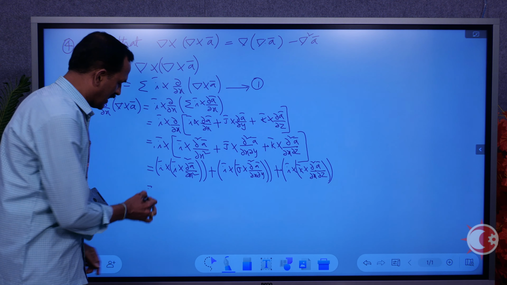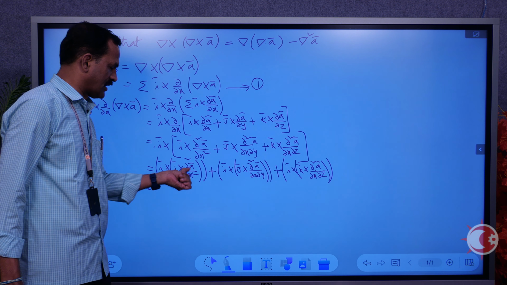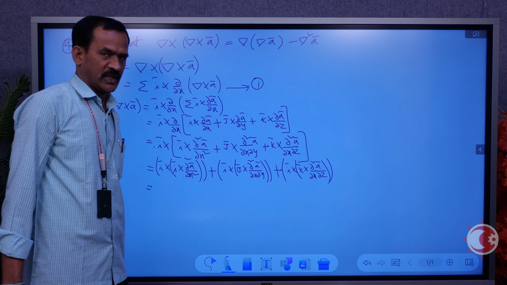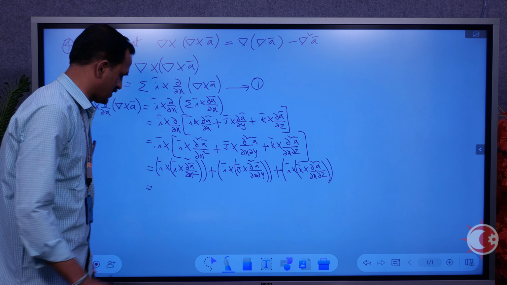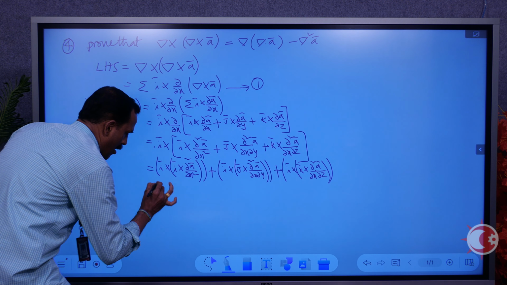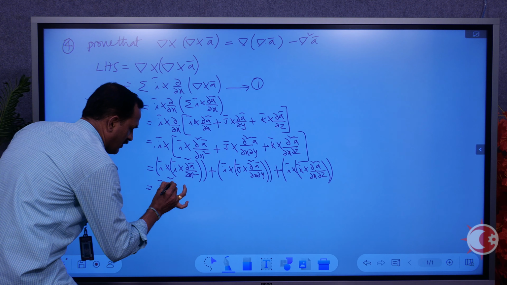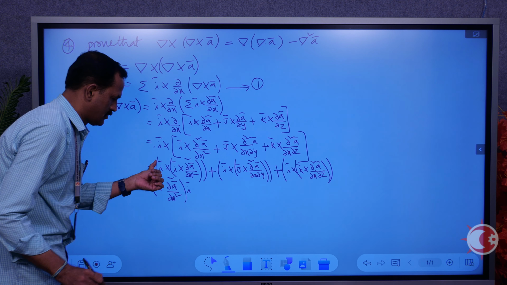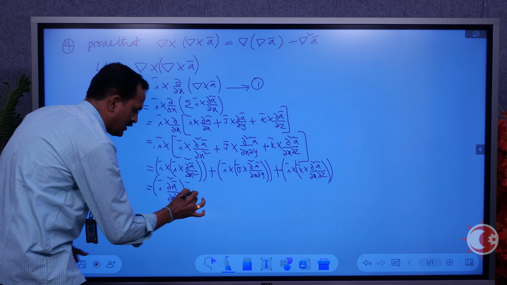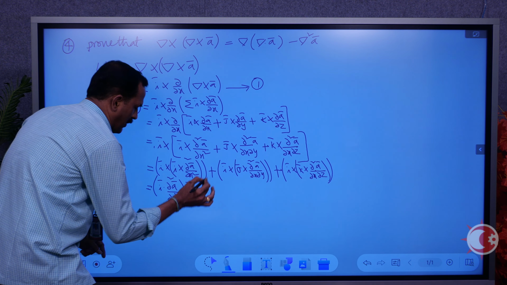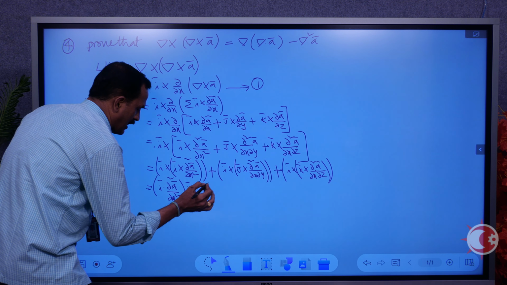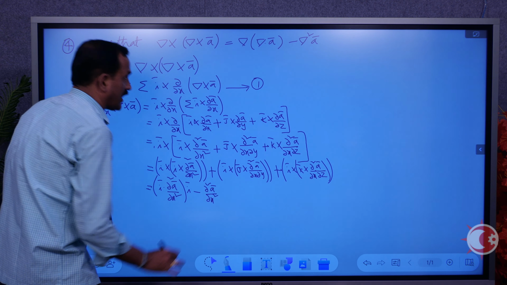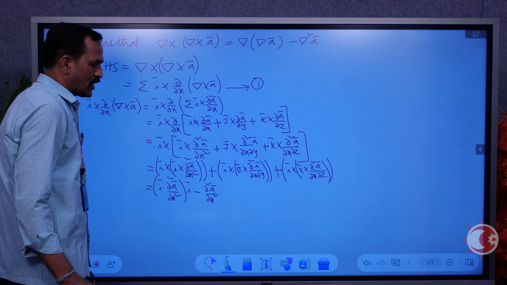Now, again, vector triple products: first vector, second vector, third vector, three vectors in the product. So you know how to expand the triple product of vectors. Write that: i bar dot ∂²a bar/∂x² into i bar, minus i bar dot i bar, which will be 1 only because they are unit vectors. Mod i bar squared will be 1. And here it is ∂²a bar/∂x².